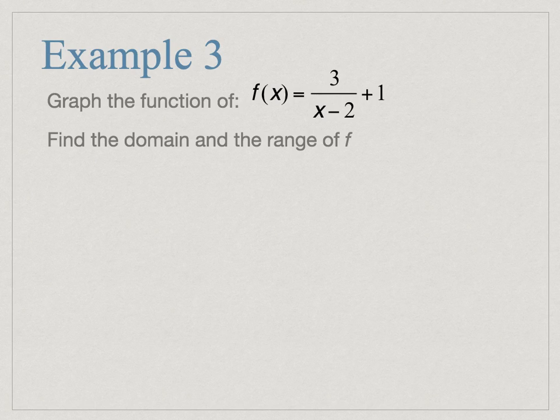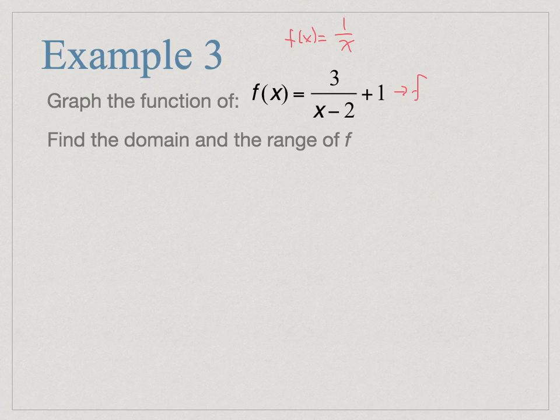Here I have 3 over x minus 2 plus 1. What does this look like? I have a fraction and I have x in the denominator, so you can think, well, my base graph is going to be f of x equals 1 over x, right? That's really what's happening. So I need to rewrite it so that I can see clearly what transformations are taking place. All right, so let's rewrite this.